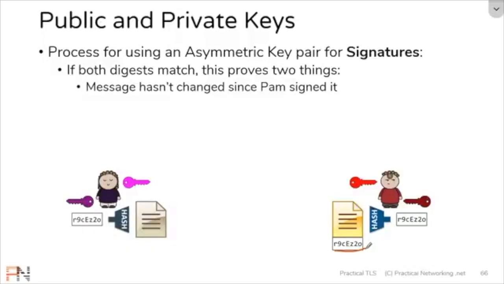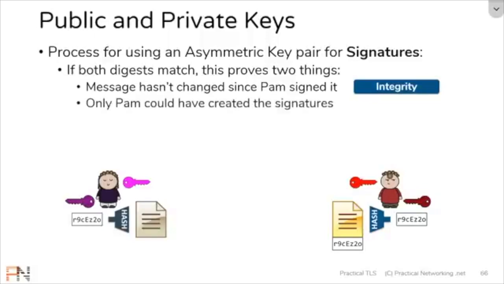Remember, this digest was created by taking a hash of this message. So if anything changed in this message, Jim would have gotten a different digest. This gives us the property of integrity. The other thing that signatures prove is that only Pam could have created the signatures.